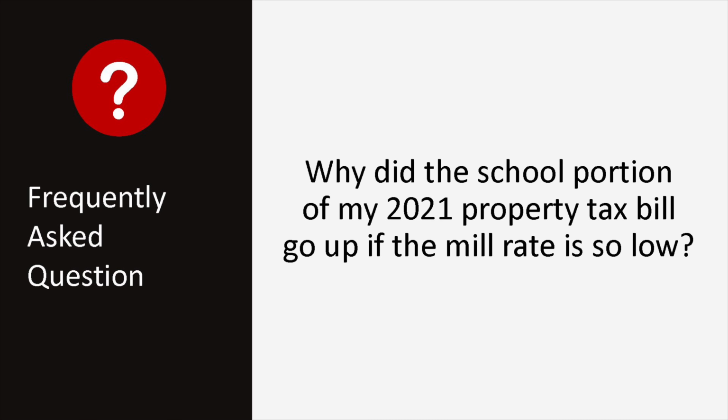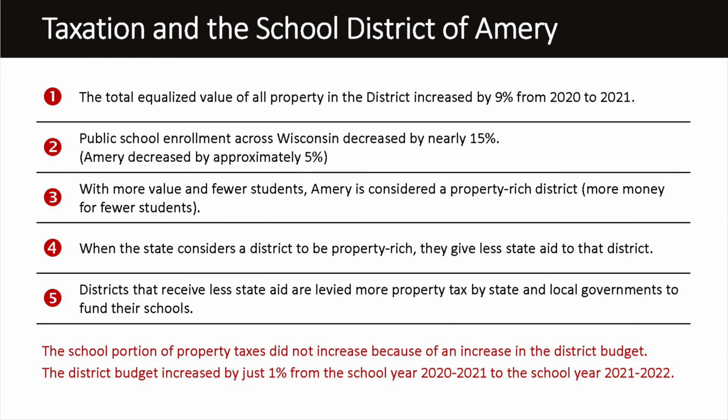A question that's been asked of me in recent days, and recent because it's just now been received by our residents, is why did the school portion of my 2021 property tax bill go up if the mill rate is so low? It's actually a pretty simple formula as to why this has occurred. The first step in the process is the total equalized value of all of the property in all of our municipalities, 12 of which are in the school district of Amery, increased by 9%. So the total value went up by 9% from 2020 to 2021.